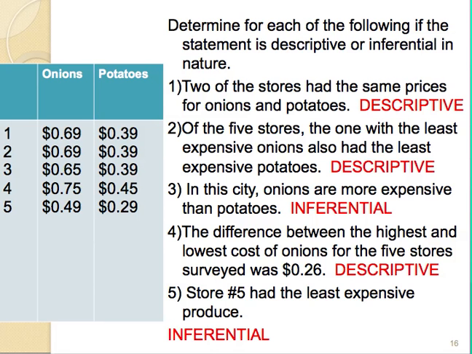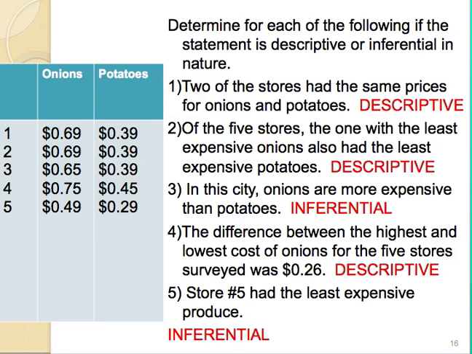Number 4, the difference between the highest and the lowest cost of onions for the 5 stores surveyed was 26 cents. Again, you're just talking about the 5 stores surveyed. You haven't gone outside of that. You haven't made any generalizations about the population of all the stores in the city. So this one is descriptive.